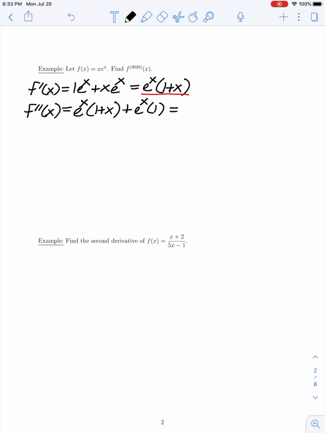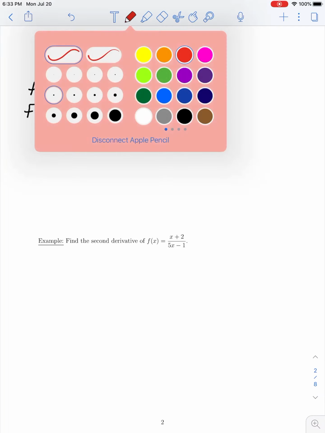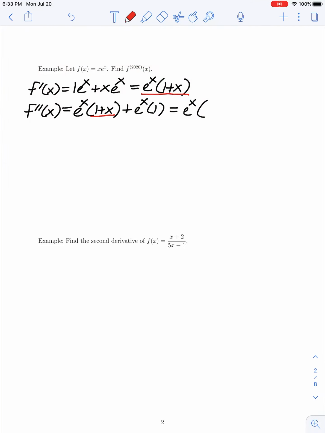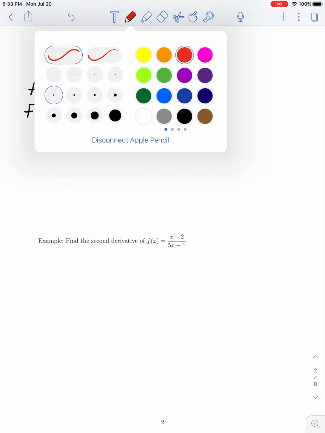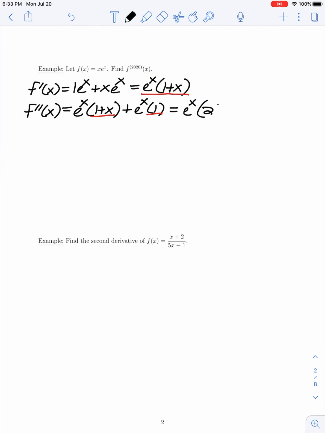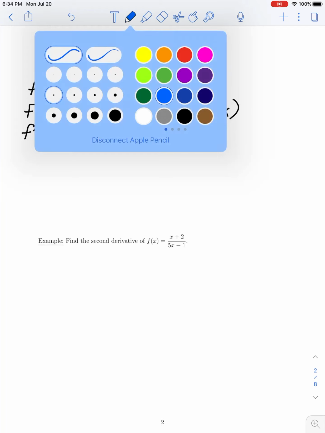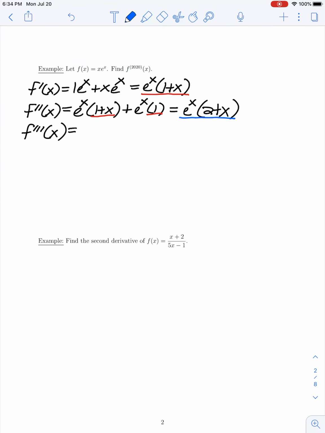And again, if I factor out an e to the x from each term, I'm left with, altogether, 1 plus x plus 1, or 2 plus x. So finding my third derivative, we start to see a pattern emerge for the third derivative, again using the product rule to differentiate f double prime.